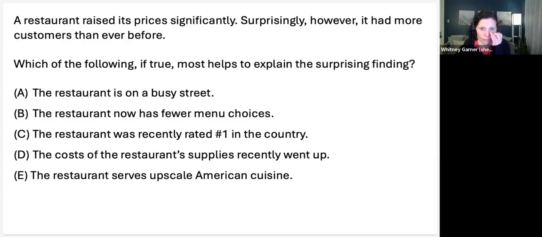Nice. All right. So far, everyone who has pulled in is telling me the same thing. They've chosen answer choice C. And you are exactly right. The restaurant was recently rated #1 in the country. If that were true, this wouldn't be a surprise anymore, right? We wouldn't be like, wow, weird. Why?